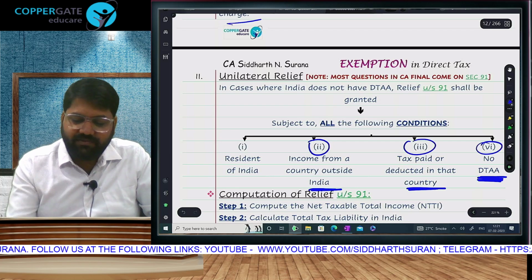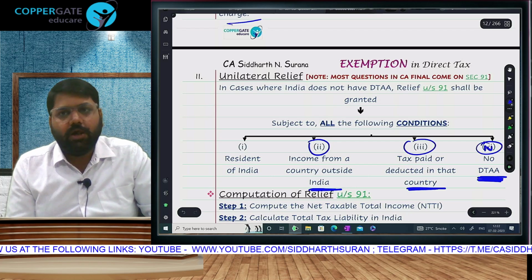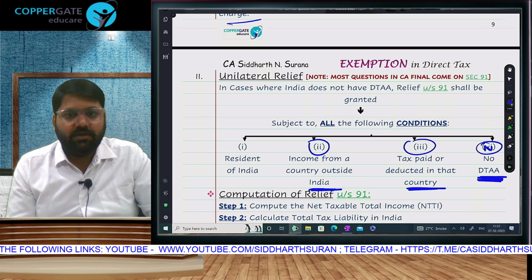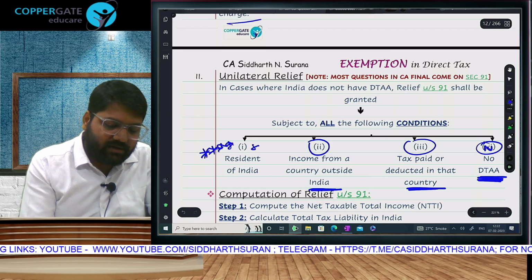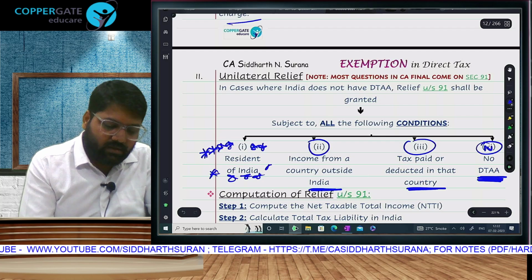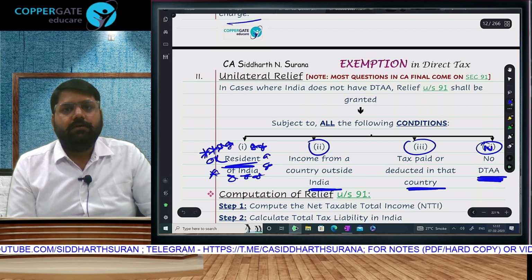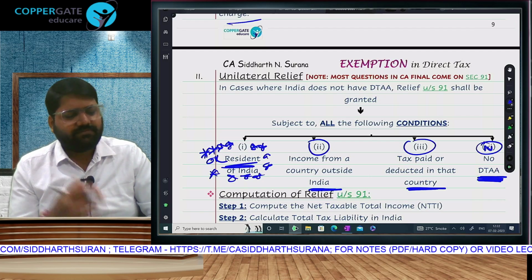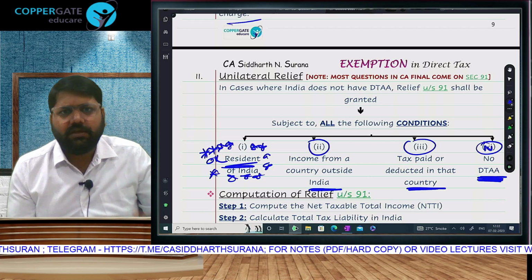But all this is okay. All this is time pass. The most important condition is that unilateral relief will be given only if you are a resident. All other conditions are okay. Unilateral relief will be given only, of course, if you are a resident.